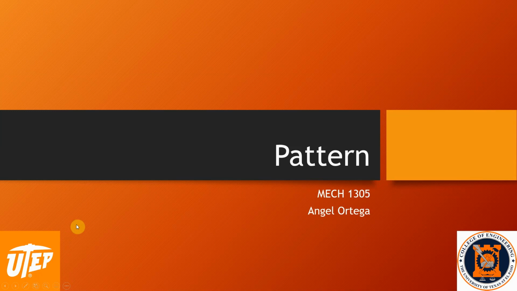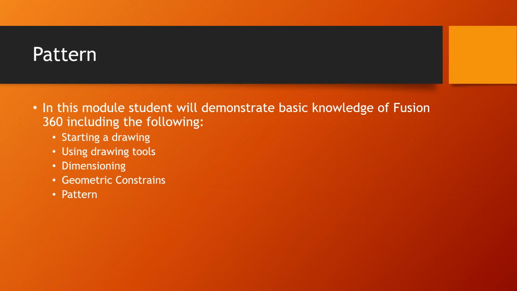Okay, students, in this lesson we'll learn about pattern. There's two main types of pattern: rectangular and circular. We'll talk about those in a second. Let's also remember these are the main things that we're going to cover.